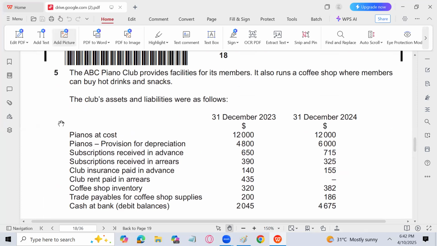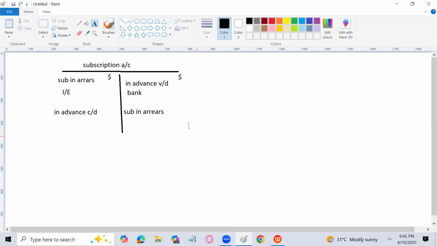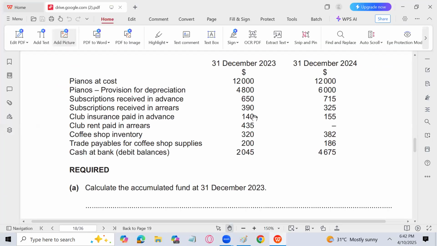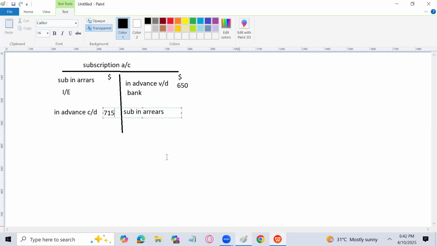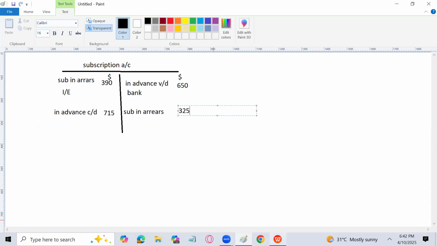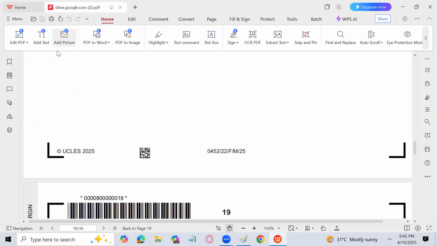We'll go back. Subscription received in advance is given. That is going to be 650 and 715. So I will write here in advance brought down 650 and 715. Then I will write subscription in arrears. That is given 390 and 325. I will write here 390 and 325. Okay.